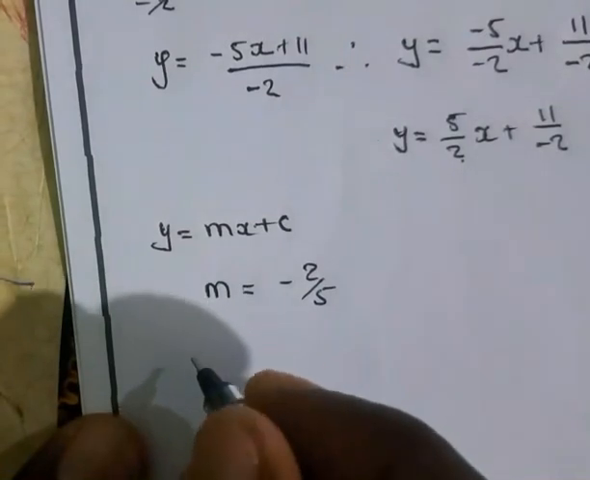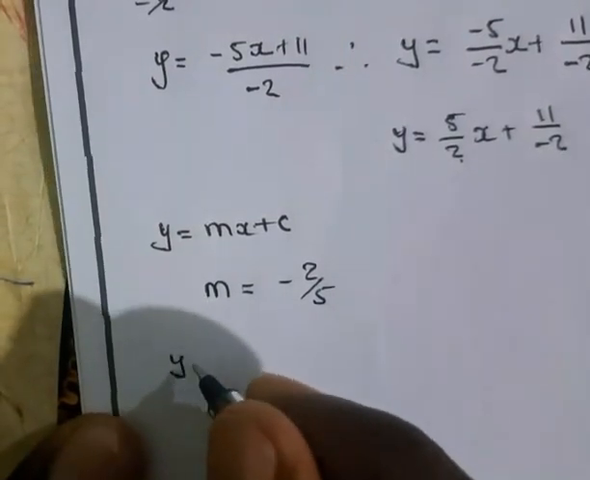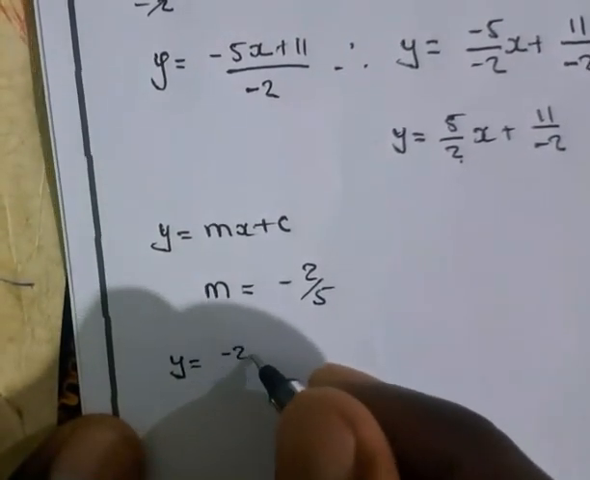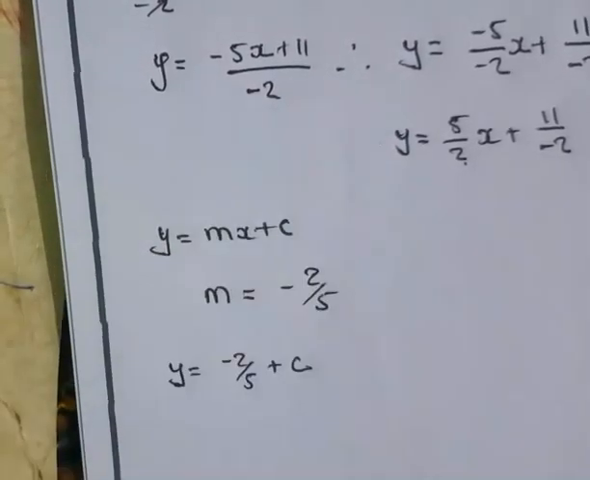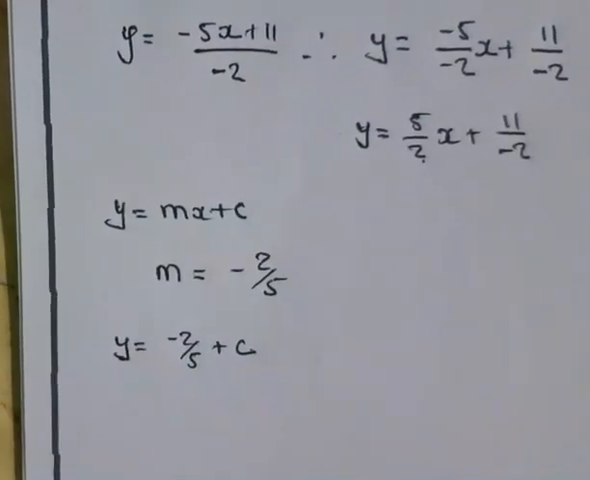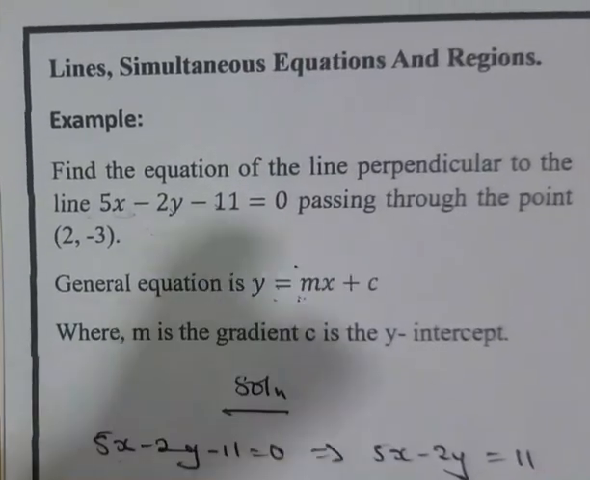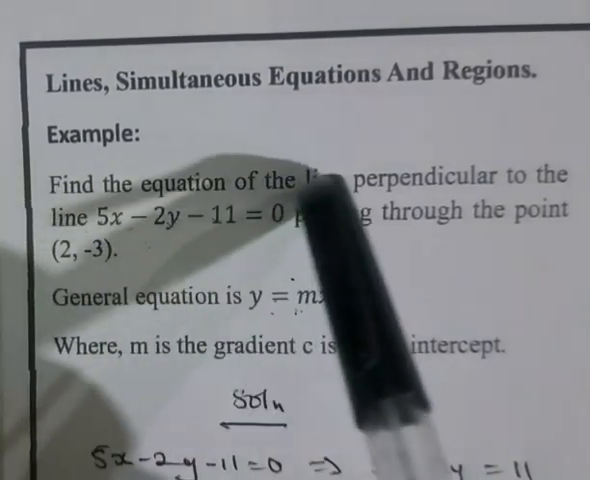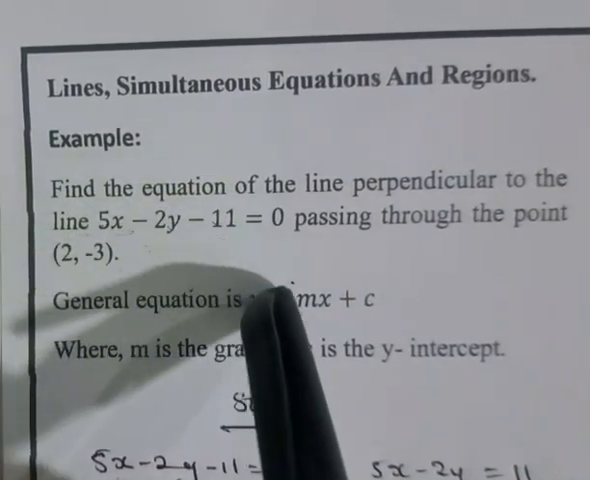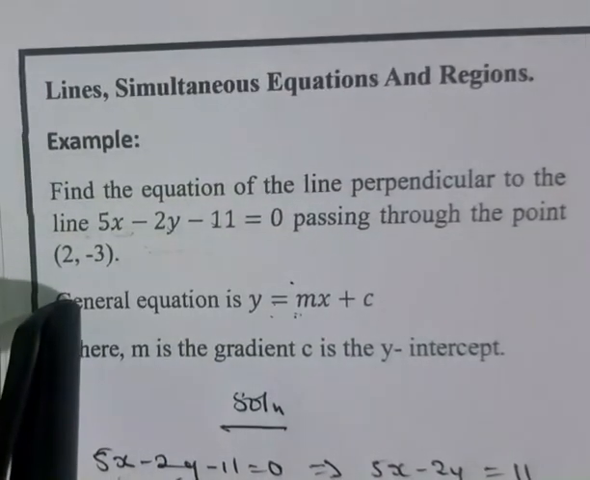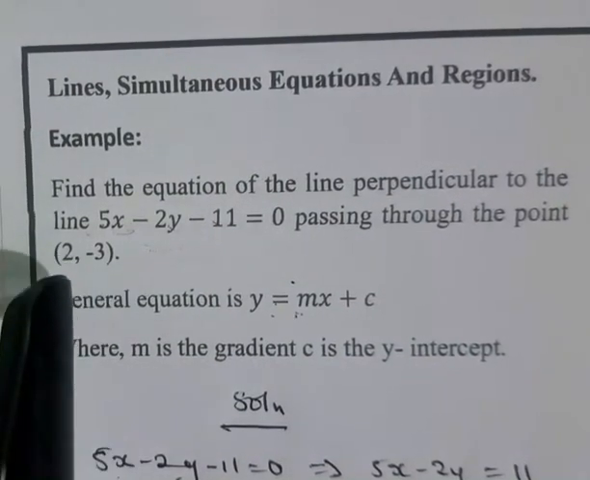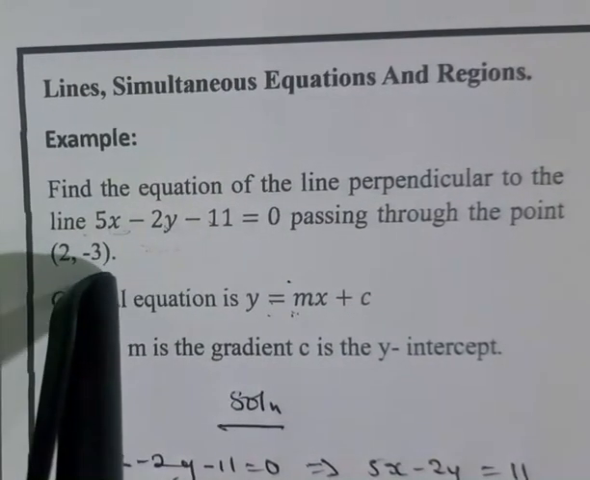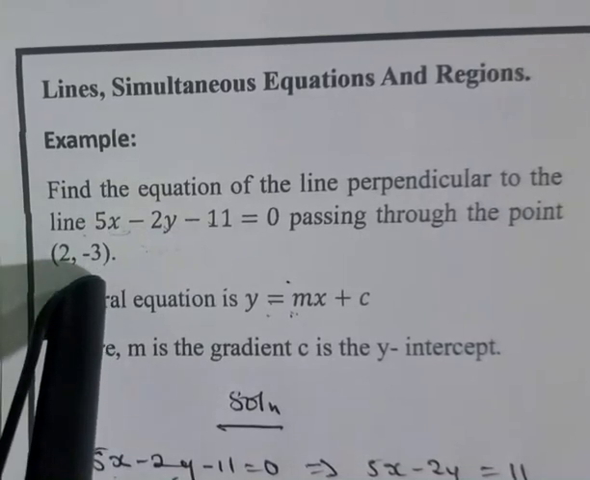So we have y is equal to negative 2 over 5 x plus c. There's another detail that we're given in the equation. They are saying that this same line is passing through the point (2, -3). So the value for x is 2 and the value for y is negative 3.